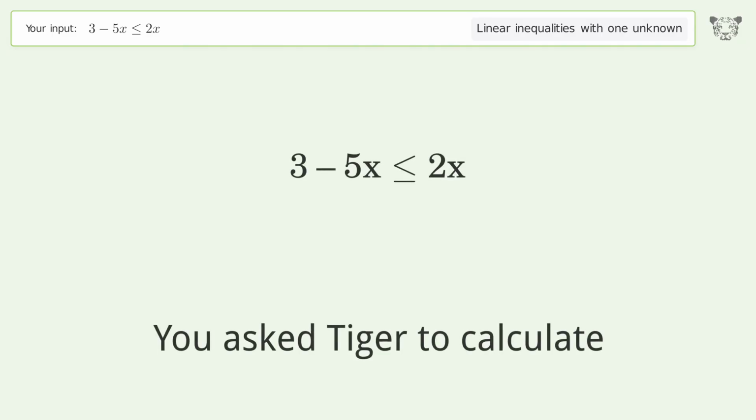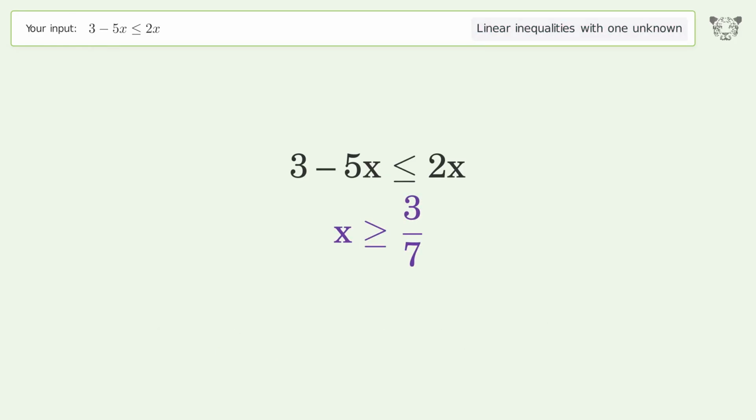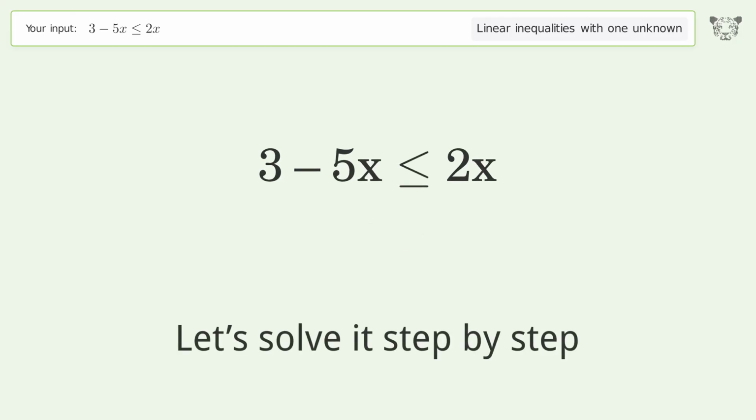You ask Tiger to calculate. This deals with linear inequalities with one unknown. The final result is x equal or greater than 3/7. Let's solve it step by step.